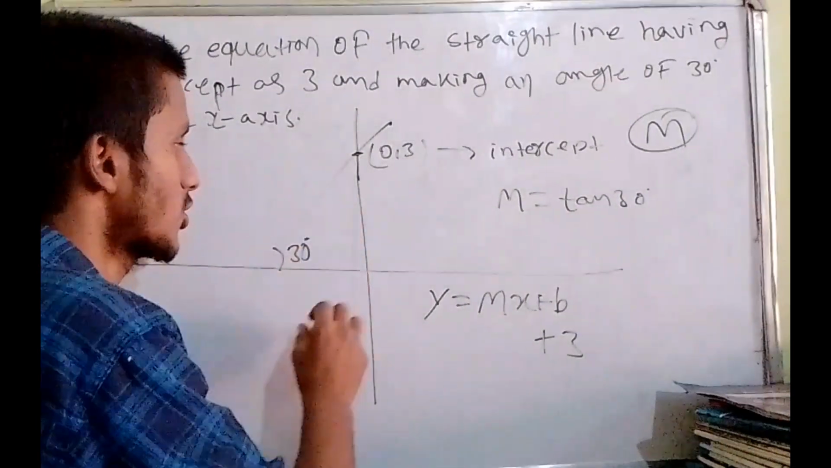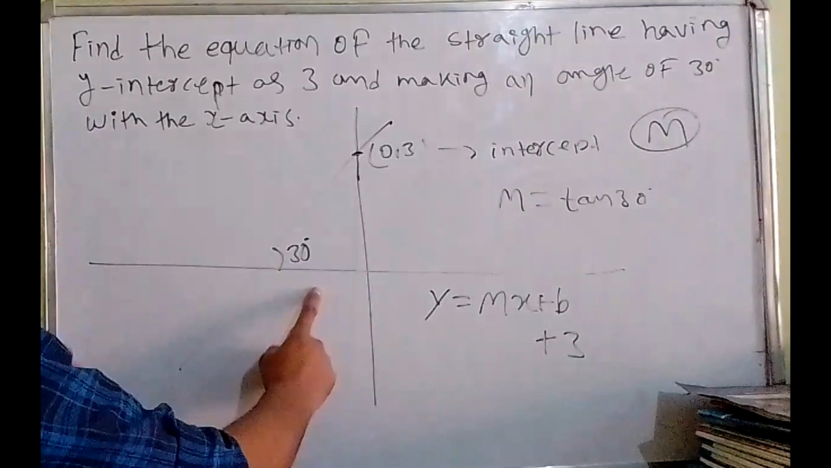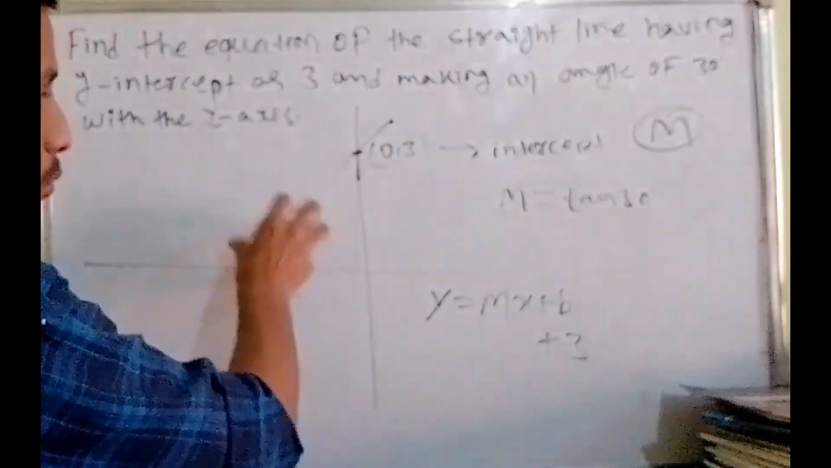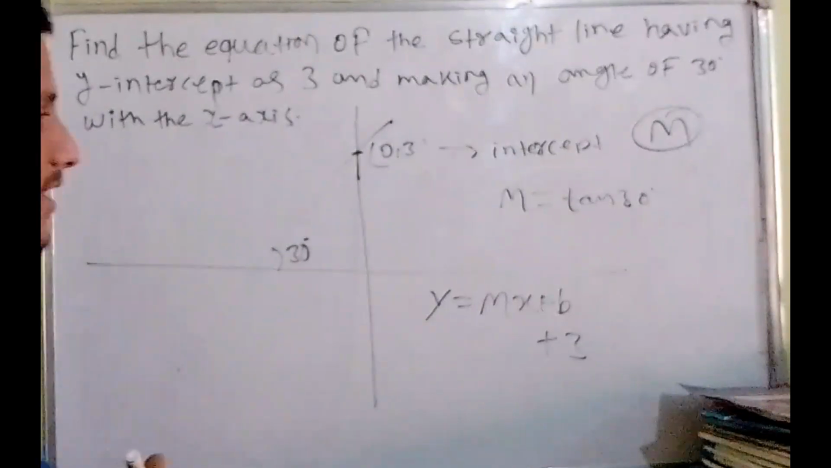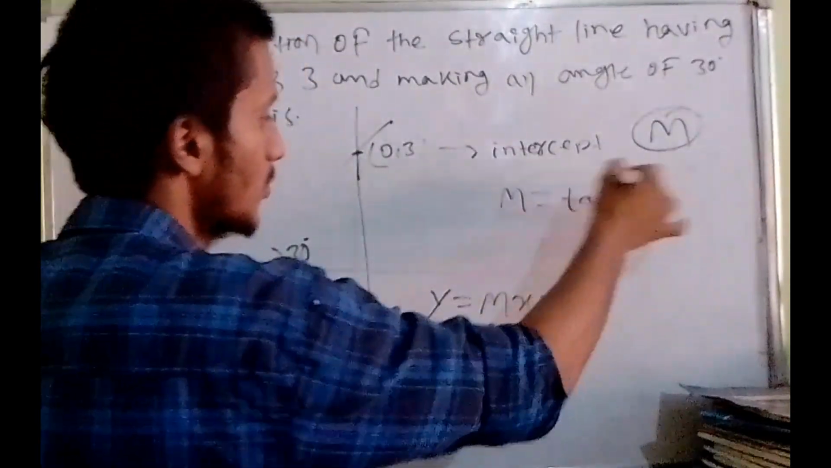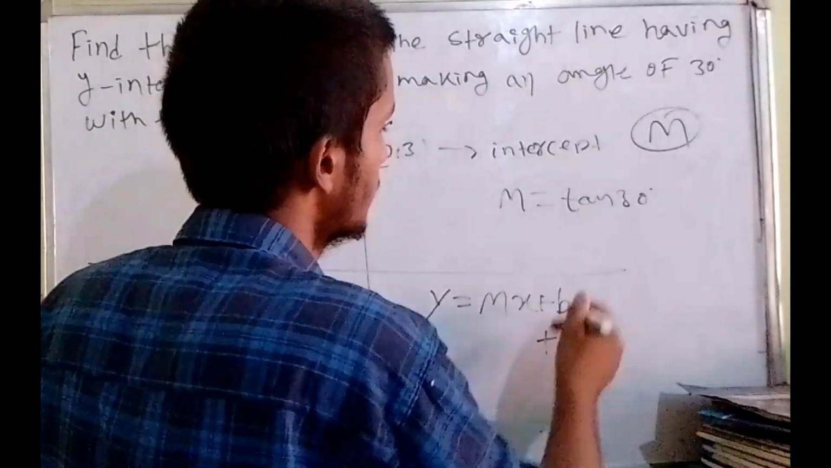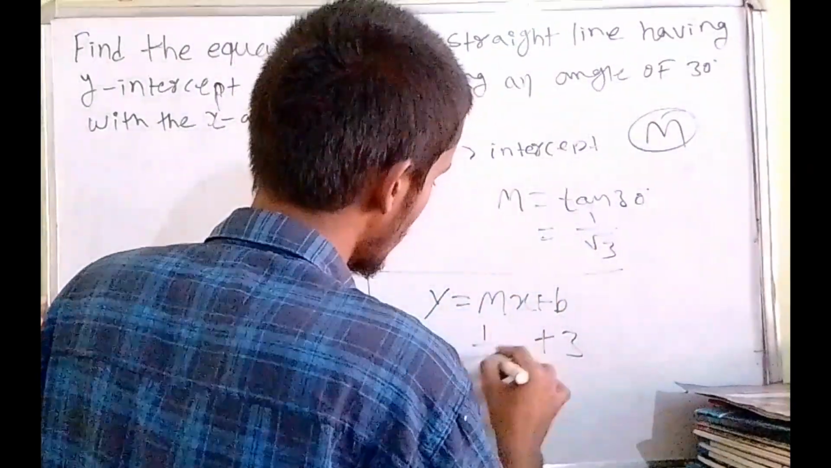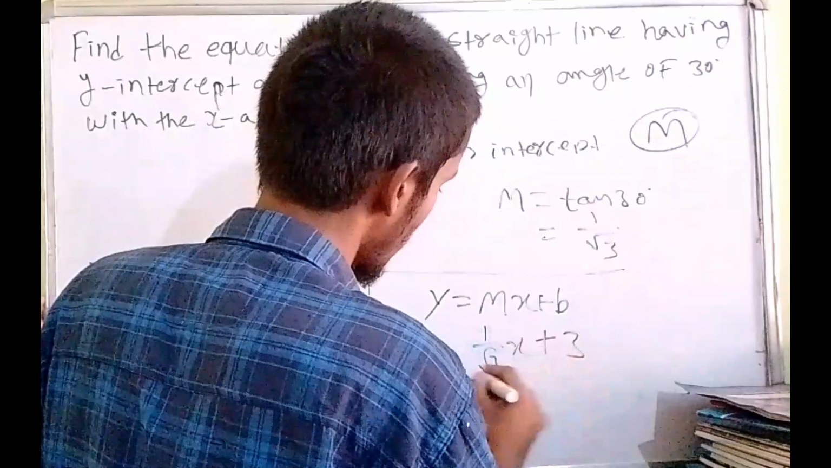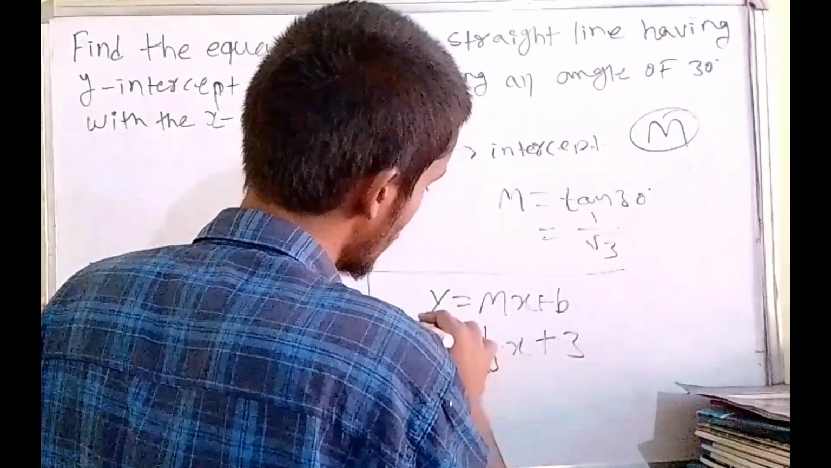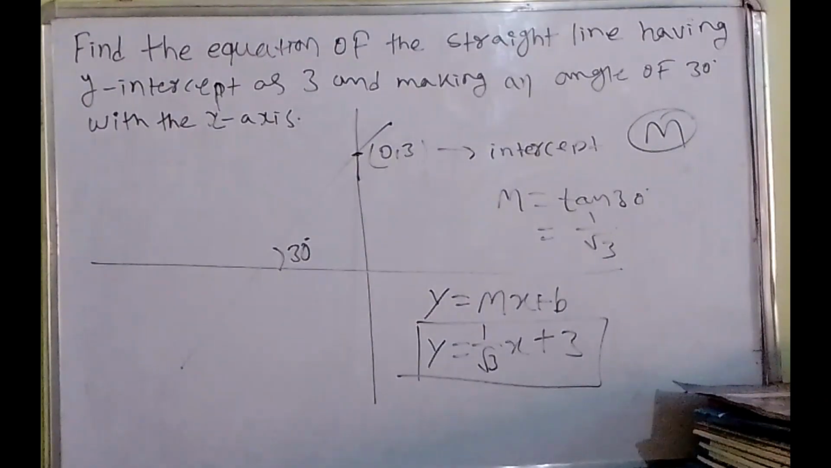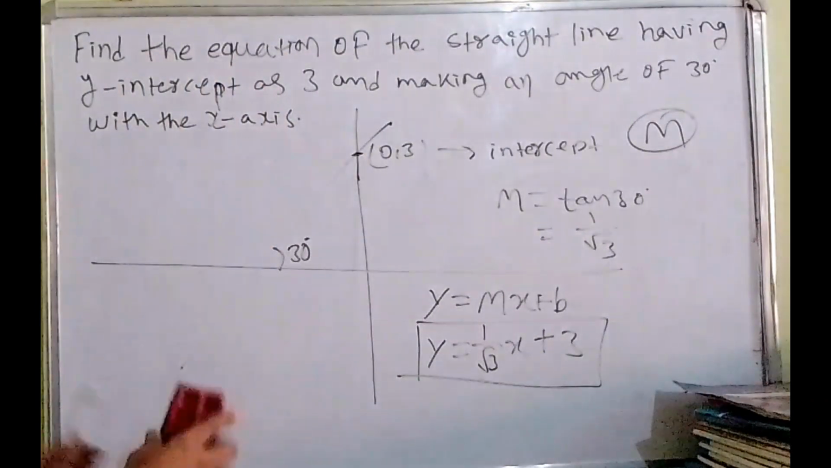Tangent 30. Why tangent 30? Because it is the division of this and this, and this is what the tangent function does: it divides this and this with an angle. This will be tangent 30, and it's 1 over root 3. So this will be y = (1/√3)x + 3. And there you go, you have the equation. Simple. This is a very simple problem, not a very hard one.